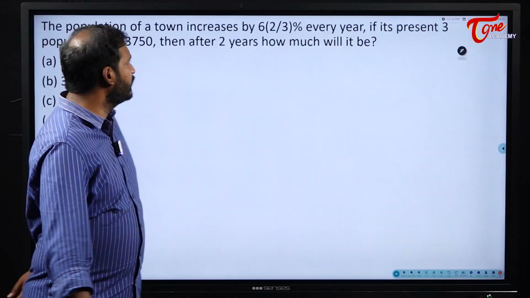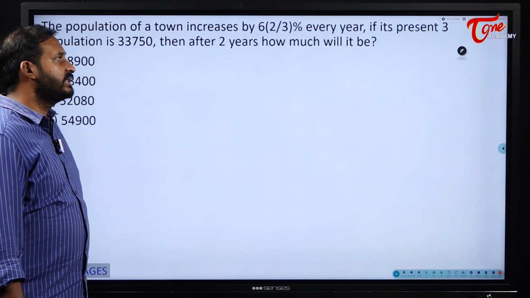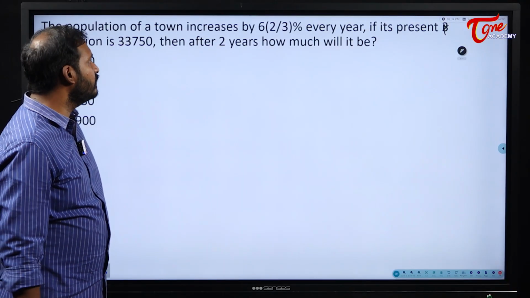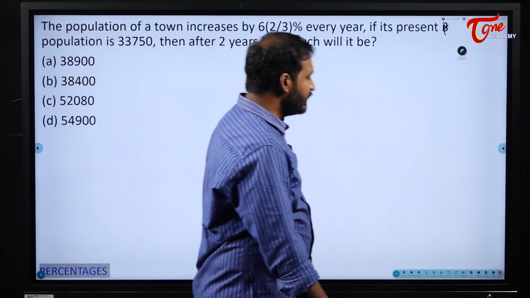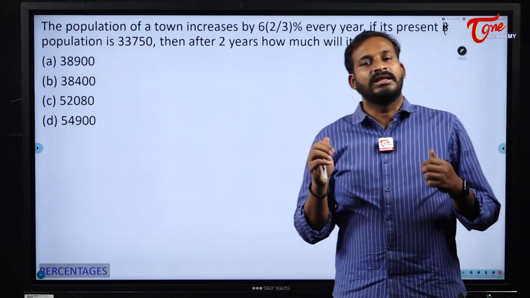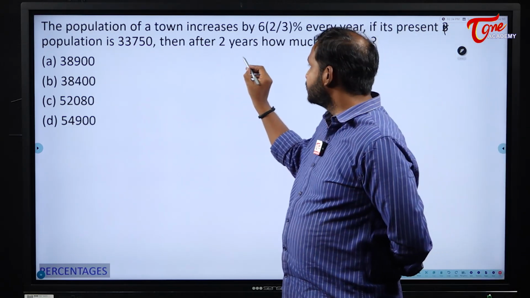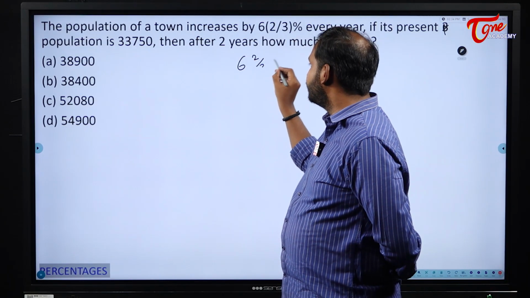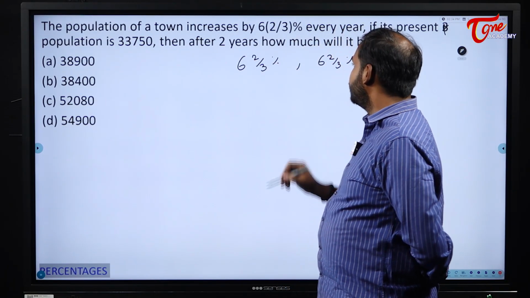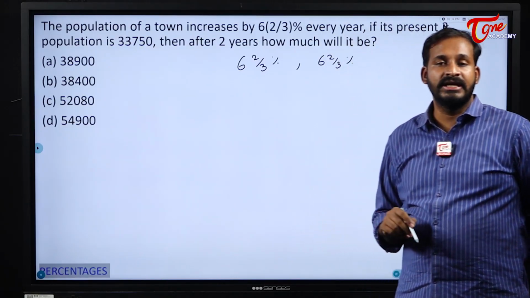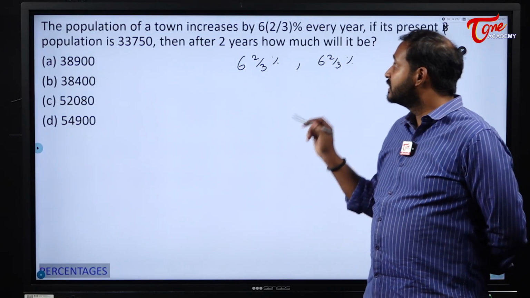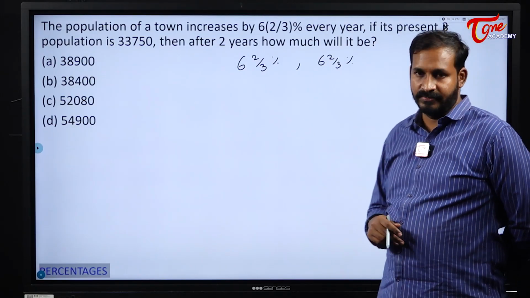The population of a town increases by 6 2 by 3% every year. If its present population is 33750, then after 2 years how much will it be? After 3 years how much will it be? See here, students, the value is increased 2 times. First it will be increased by 6 2 by 3 percentage, and then once again it will be increased by 6 2 by 3 percentage. The price gets increased 2 times.